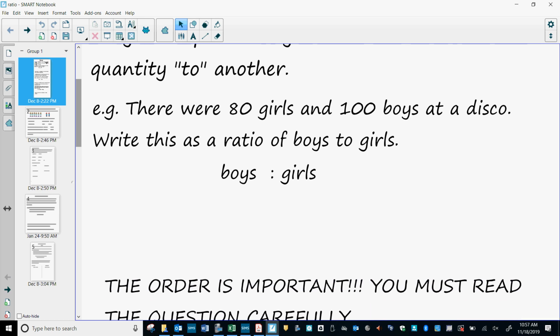There were 80 girls and 100 boys at this. Write this as a ratio of boys to girls. Now, this is how I would suggest to do it. They've asked us for boys to girls, so I've literally written boys, girls.